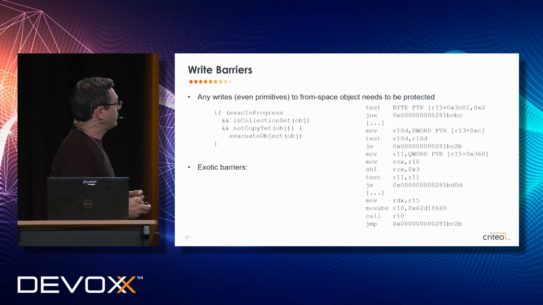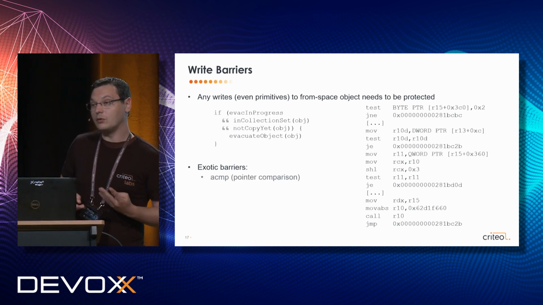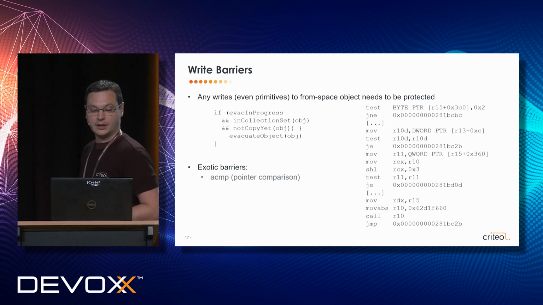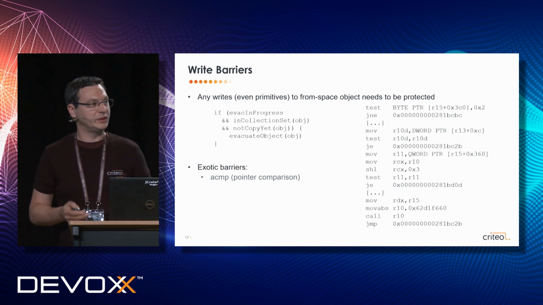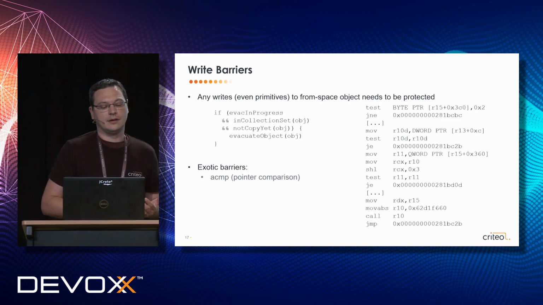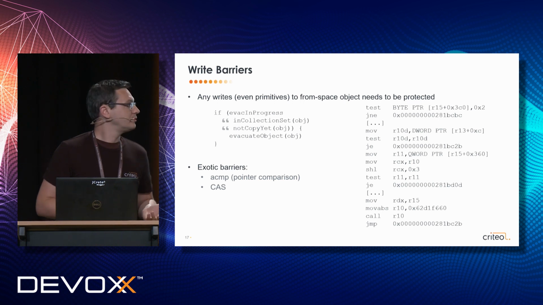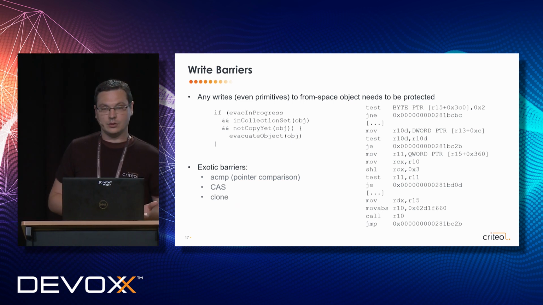We also have some exotic barriers. We have four write barriers, so we have three more. For pointer comparison, we also need to deal with this case. The compare and swap also, and the clone.